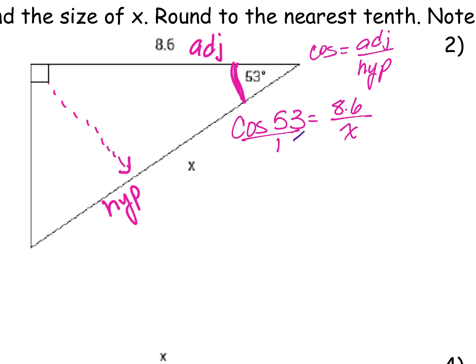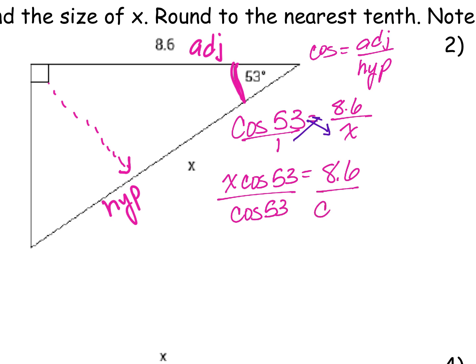Okay, so I'm going to cross multiply, right? So I get x cosine of 53 equals 8.6, but I want x to be by itself. How do I get x by itself? Divide by cosine 53. Very good. Divide by cosine of 53.